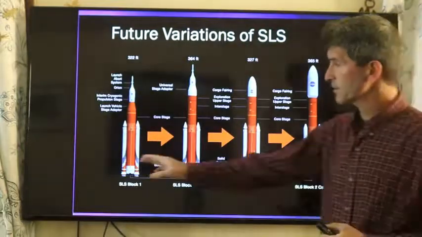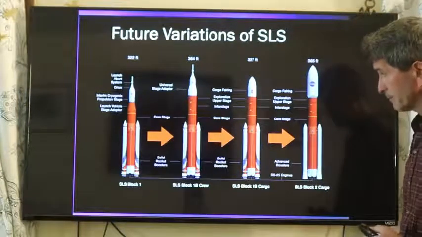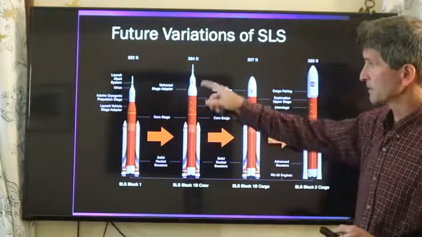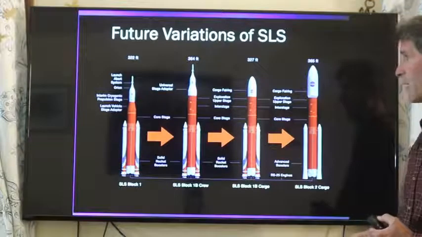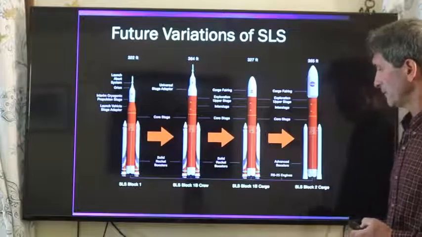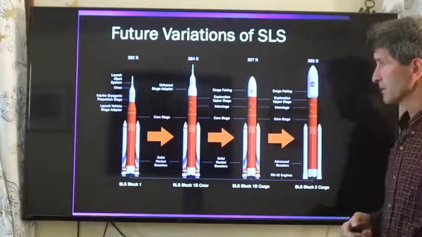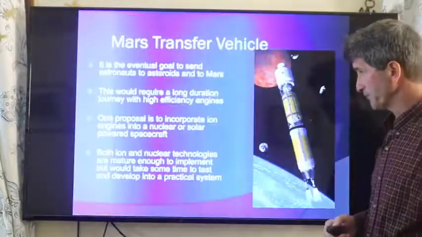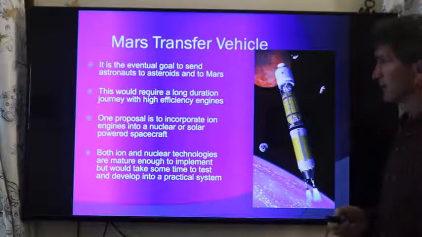Again, here's the first version. We call that Block 1 that's going to go up. Later versions that will go to the moon would be the Block 1B, and you can see it's a little bit bigger because the upper stage is a little bit larger, more powerful. And then you have cargo Block 1B and cargo Block 2 for larger and larger payloads. So this is supposed to be one of the avenues that we're going to get things into orbit, and eventually possibly send a crew to Mars.